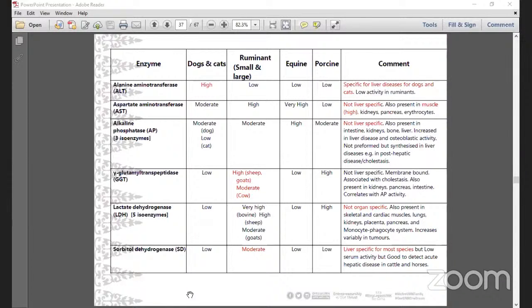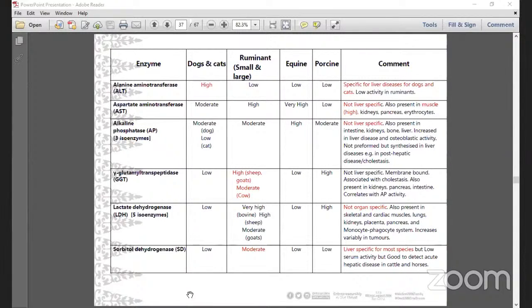And then for the AST, we can observe that it's very high in equine, in horses, but it's not liver specific. Why? It's also present in muscle, kidney, pancreas, and erythrocytes. That's why we see that the horse is a very big and large animal, it may have a high AST enzyme because this enzyme may be present in the muscle.